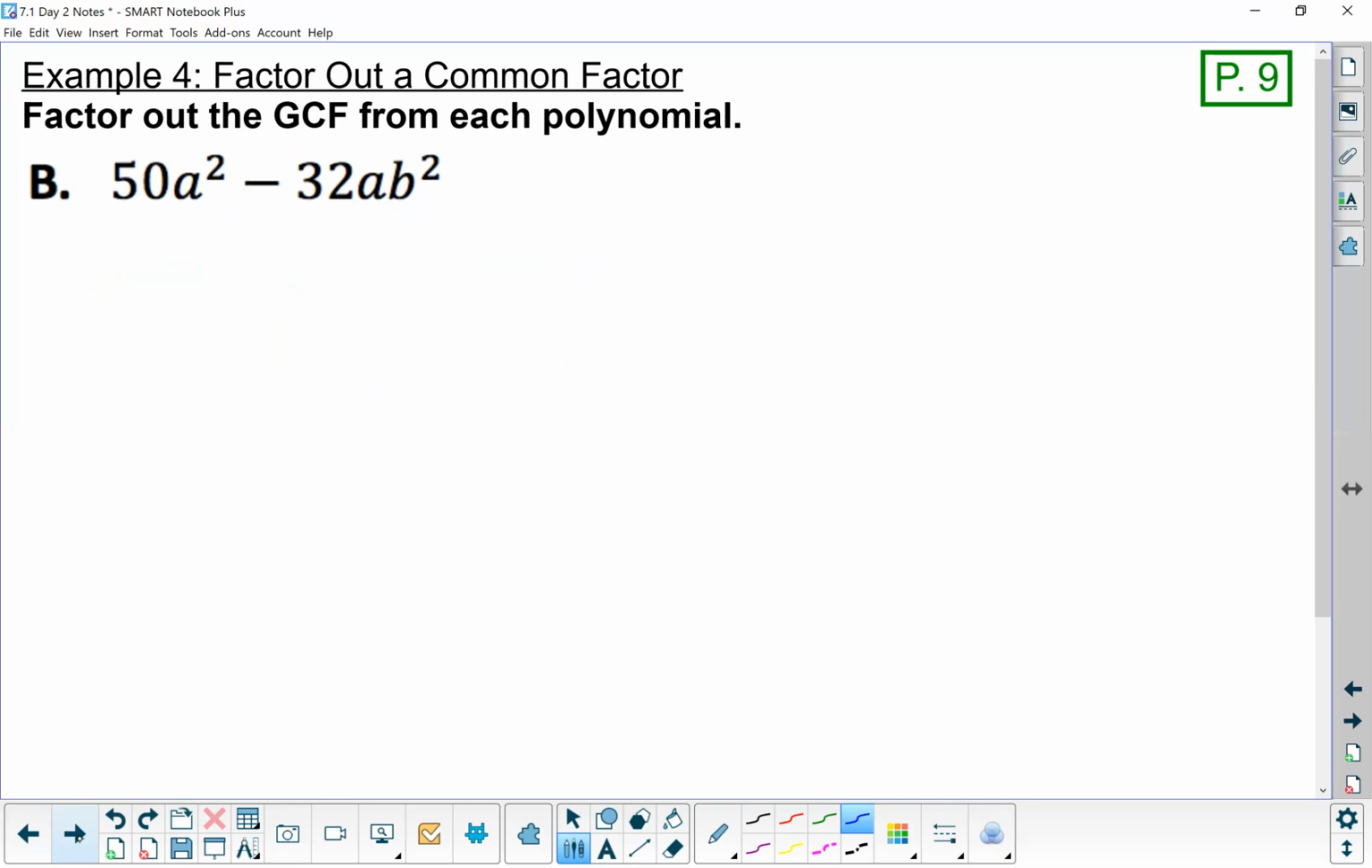50a squared minus 32ab squared. Do I have an a in both terms of my original expression? Yes. Smallest exponent for a? 1. So I'm going to have a as part of a greatest common factor. Do I have b's in both? No. So I'm not going to have a b in my greatest common factor. The last thing I need to check is, is there a number that divides evenly into both?